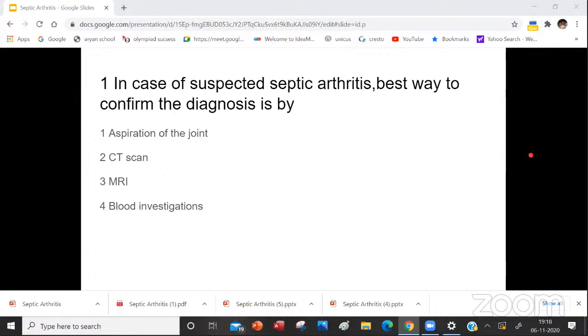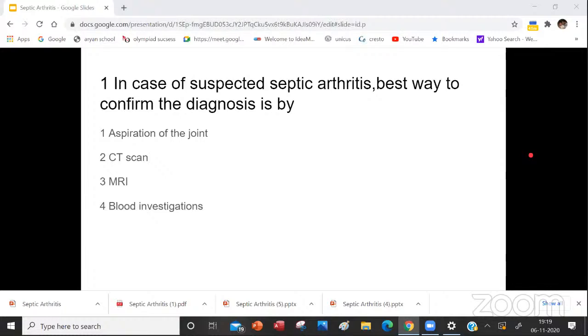Very correct. CT and MRI can show only a synovial thickening or fluid in the joint, but you will not know whether it is an inflammatory, non-inflammatory, or infective effusion. Blood investigations are certainly non-specific; there can be raised inflammatory markers in the form of ESR and CRP. But the gold standard is aspiration of the joint, and the synovial fluid has to be sent for analysis. I will come to the appearance, chemical structure, and microbiology a little later.